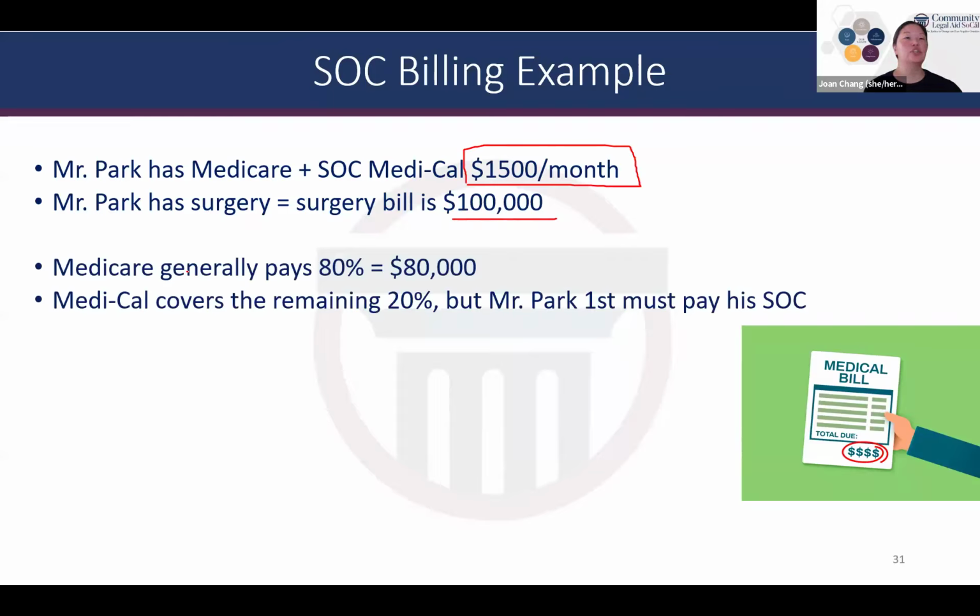Medicare generally, this is original Medicare. It's different for Medicare Advantage plans, but for this example, we're generally saying Medicare covers 80%. So they're going to cover, say, for example, 80K of the 100K.